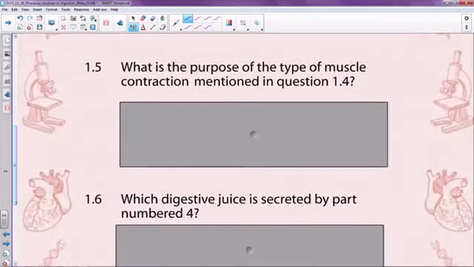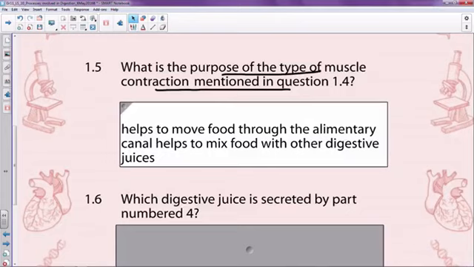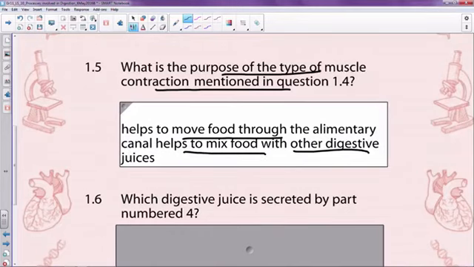1.5. What is the purpose of the type of muscle contraction mentioned in question 1.4? So we need to know what is the purpose of peristalsis. And as we discussed, it helps to move food through the alimentary canal and helps to mix the food with the other digestive juices in the small intestine and in the large intestine. So it helps to propel food along. It also helps to mix the food with the digestive juices, especially in the small intestine.